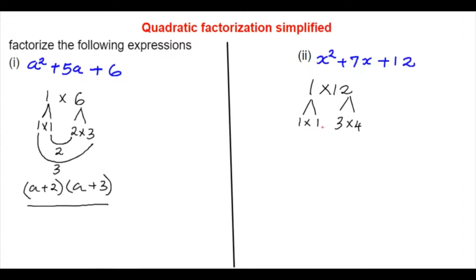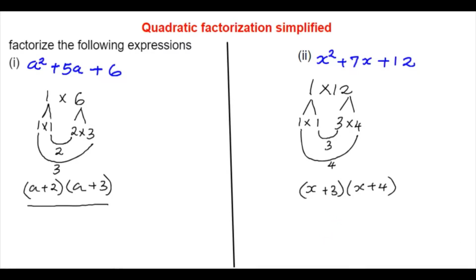Now my grouping again, I'll start with 1 and 3. I'll group them by multiplication to give me a 3. Then 1 by 4 will give me 4. Then I have my two numbers. If I look at them, 3 plus 4 gives me 7, and 3 times 4 gives me 12. So I'll conclude by saying x plus 3 is the first factor, and the second factor is x plus 4. That is the end of that particular question.